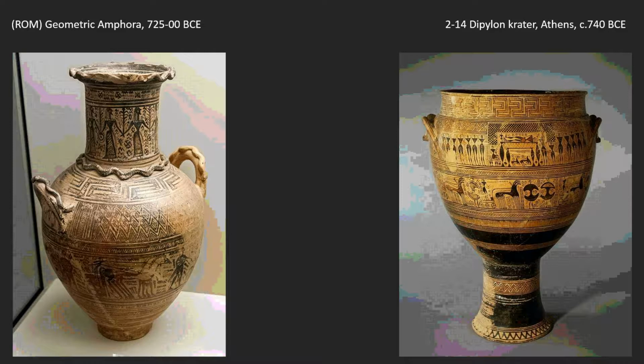Dipylon is the name of a cemetery in Athens. This was found in the cemetery. And the way these pots were originally used, these 8th century pots, they were used as grave markers in advance of a gravestone, right? And many of them have holes drilled in the bottom of the belly of the pot, which makes us think that what they did was they would pour some sort of fluid into it and have it seep into the ground as part of a ritual for the afterlife, right?